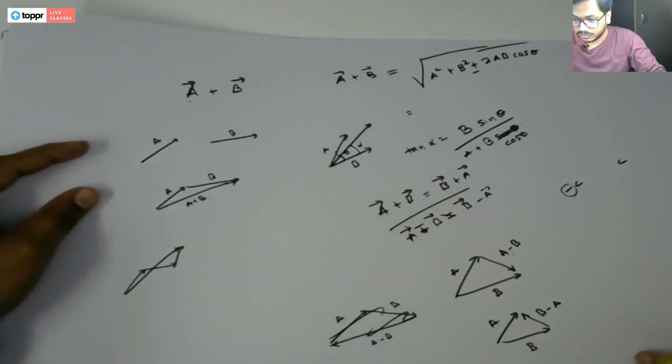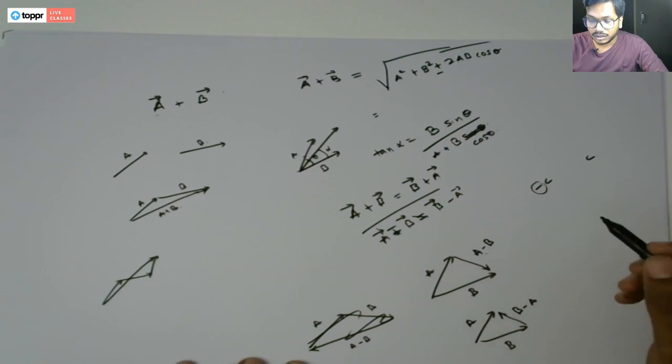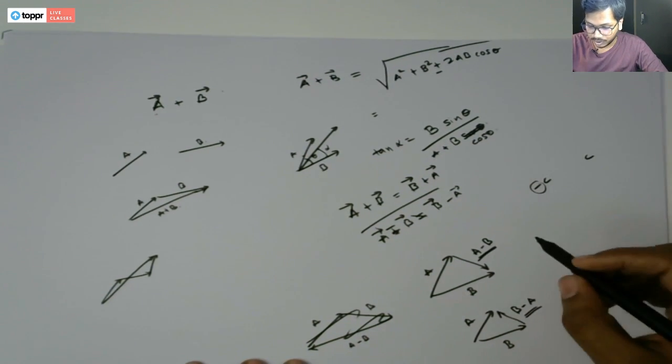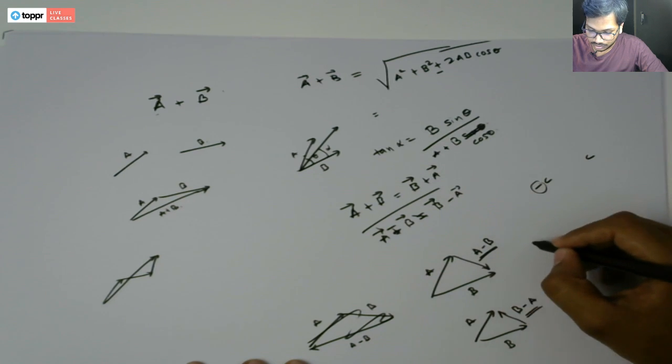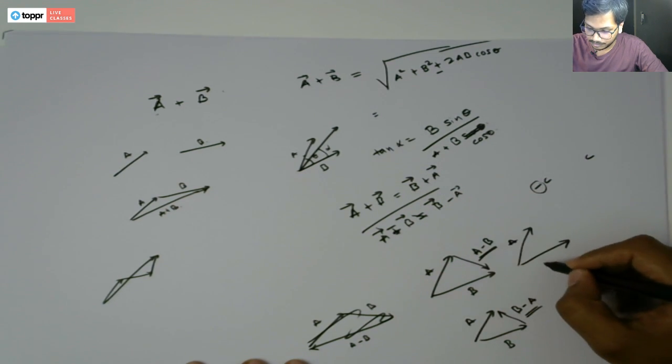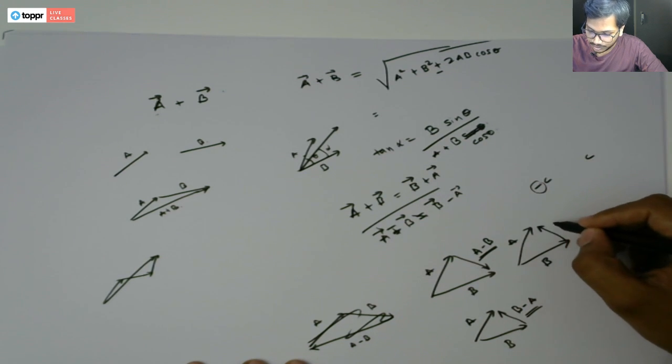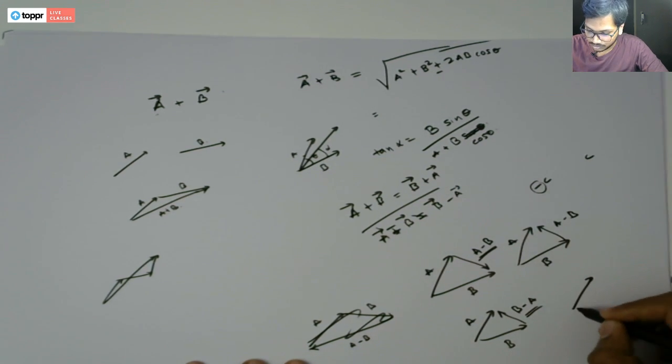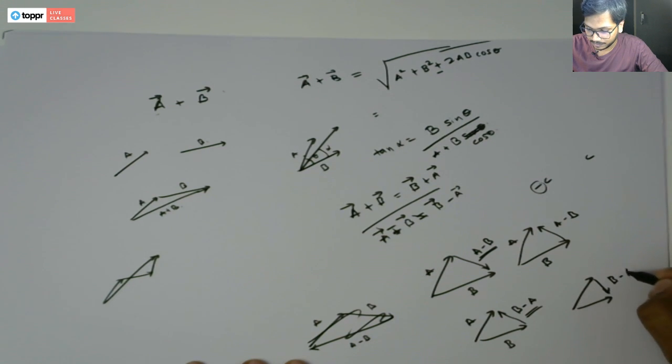Now let's look at multiplication of vectors. This was again a small mistake. So let me tell this to you: a, b, and this would be a minus b, and this would be b minus a.